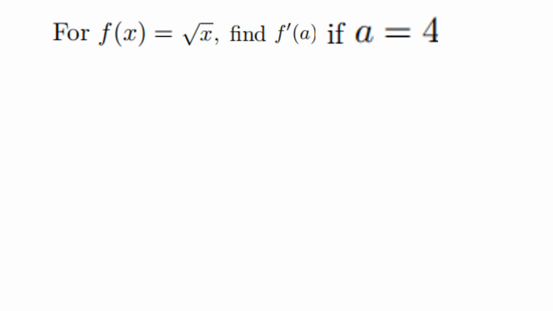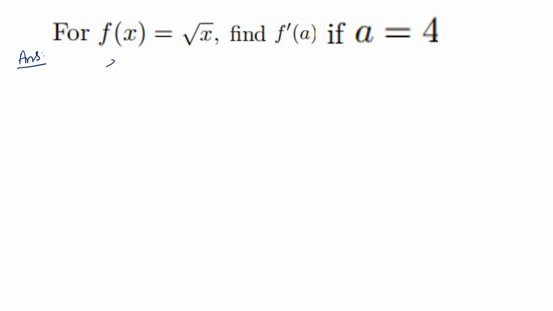So here f(x) equal to square root of x. The question is find f'(a) if a equal to 4. The same question will be asked to you: find f'(4). Both are the same. Like the previous problem, it was find f'(1), here it is f'(4). Okay. So what is the same concept?